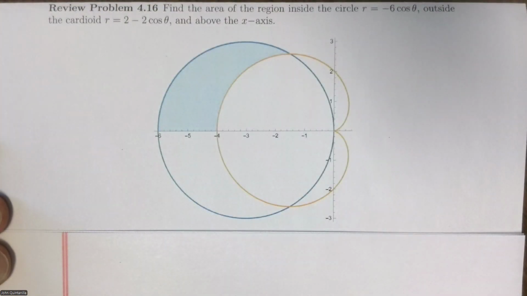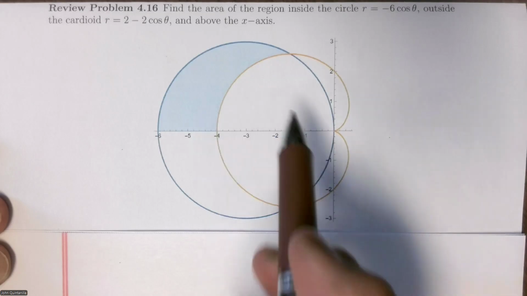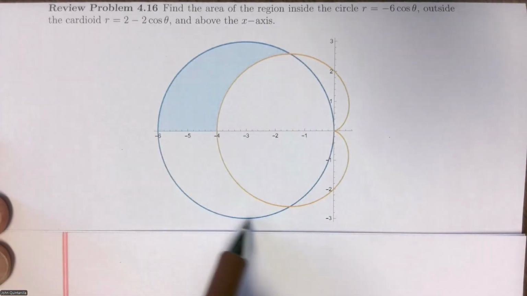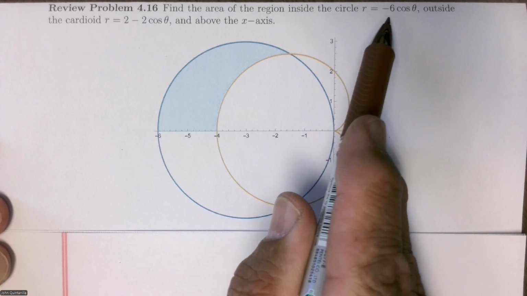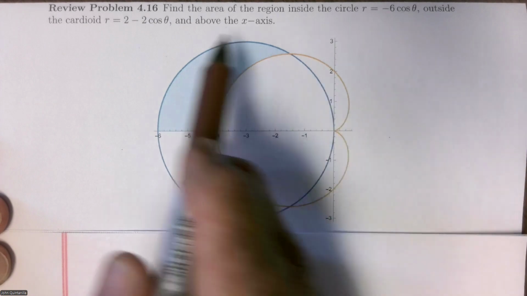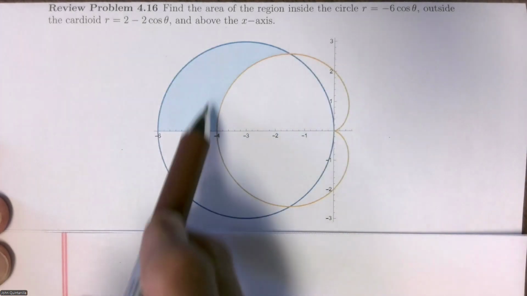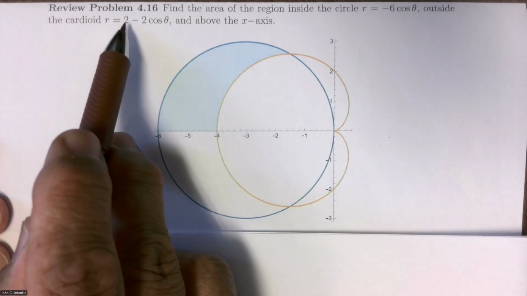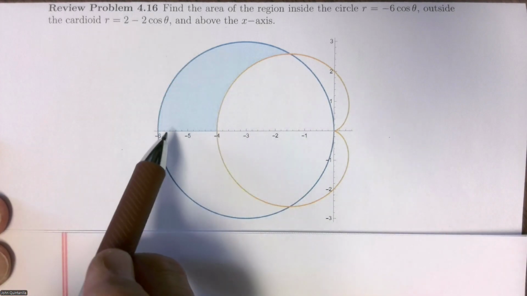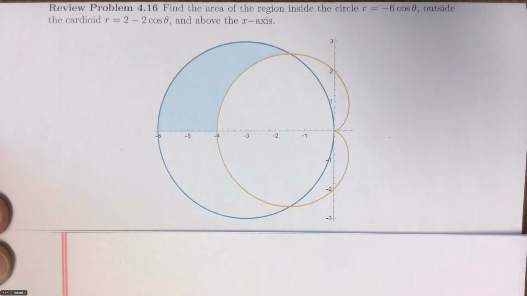For this problem, we're going to find the area of this shaded region. It is inside this circle defined by r is equal to -6 cosine theta. It is outside of this cardioid in orange, defined by r is equal to 2 minus 2 cosine theta, and it's also above the x-axis. All right, so for this problem, we have the area between two curves.